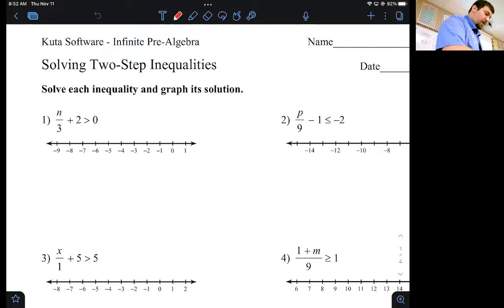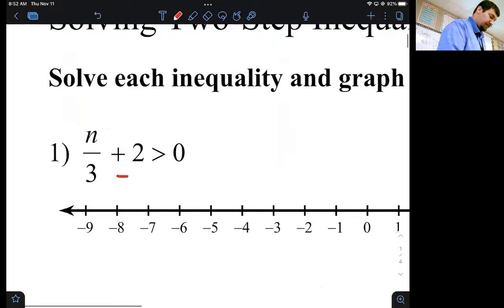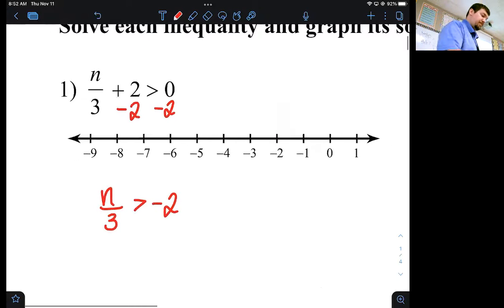All right, number one, what's our cousin Eddie term? 2. Okay, so I'm going to put a -2 on both sides. 0 and -2 makes -2. Yeah, exactly. 0 minus 2 is just -2. There's the first step, done.